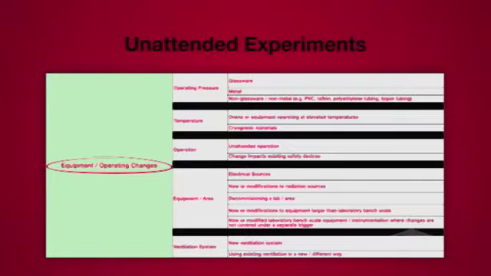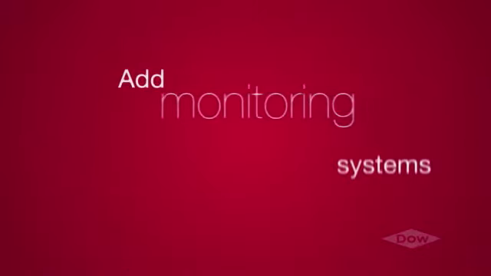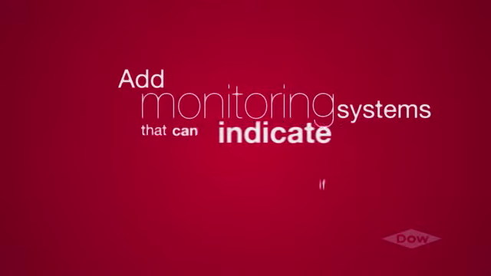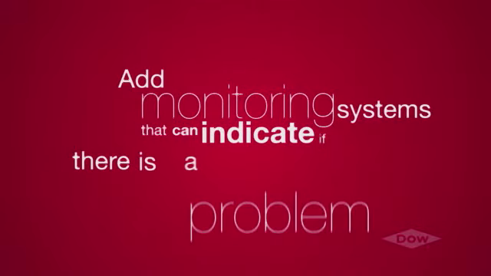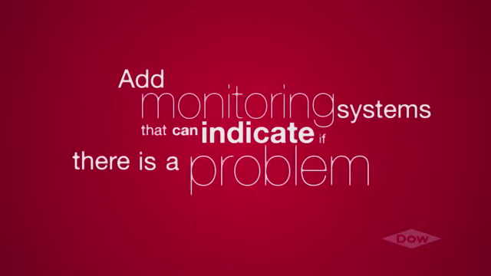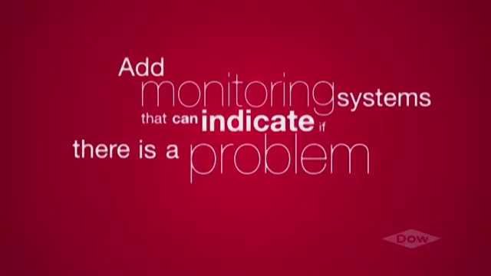Will your experiments run unattended? Then you need to take extra precautions. Evaluate worst-case scenarios. If there is potential impact, add monitoring systems that can shut down the process automatically or indicate that there is a problem. And by all means, let any emergency services or similar group available know about your experiment and who to contact if there is a problem.